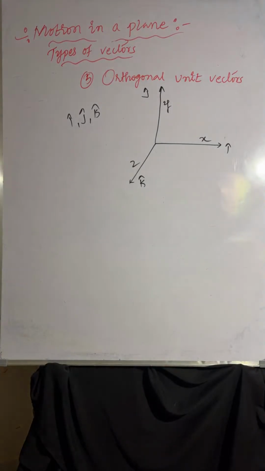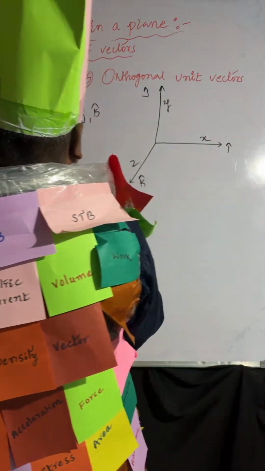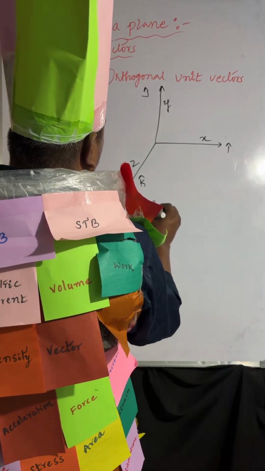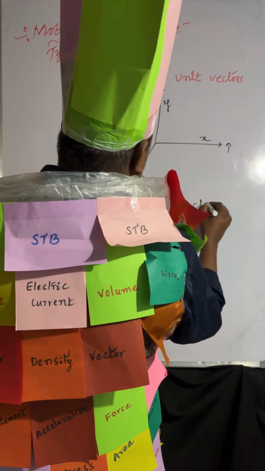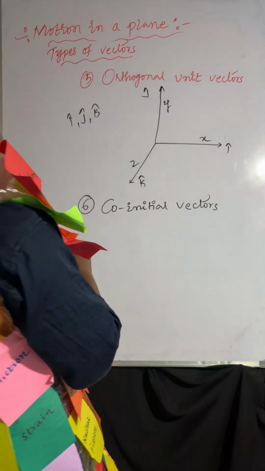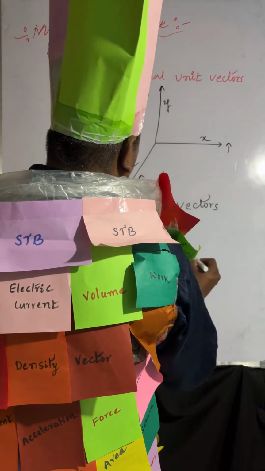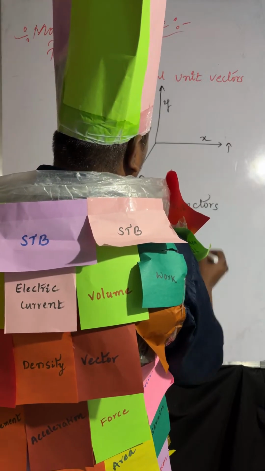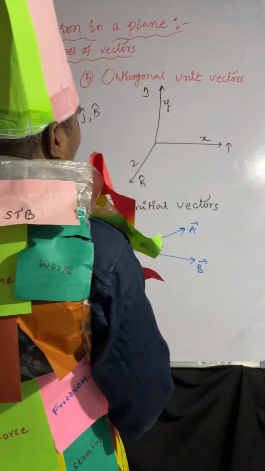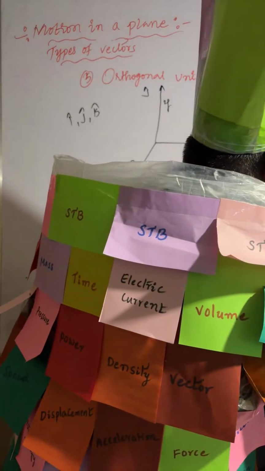So now, sixth one, co-initial vectors. Co-initial vectors are vectors having the same initial point. I am taking A bar and B bar, and the angle between the two vectors is theta. Co-initial vectors, right? Sixth one.